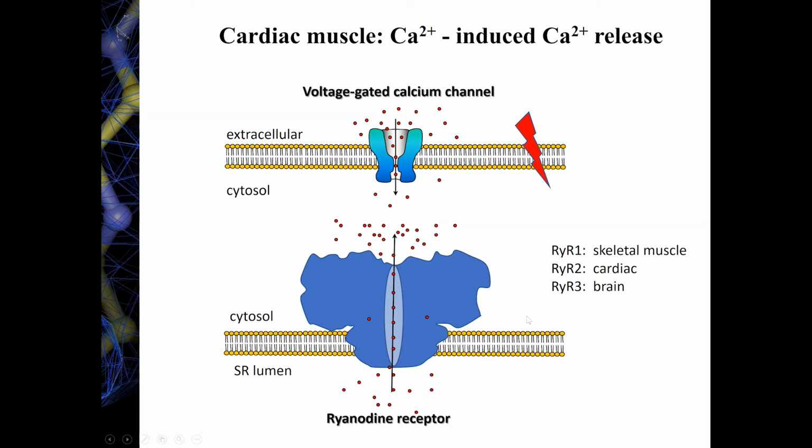Now, in the human genome, there are 3 different isoforms that are encoded: RYR1, RYR2, RYR3. RYR1 is the one that you primarily find in skeletal muscle. RYR2 is the main isoform you find in the heart. RYR3 was originally found in the brain, but it's expressed in multiple cell types. And in fact, all 3 isoforms are expressed in many different cell types. It just happens to be that they've mostly been studied in the context of muscle tissue.